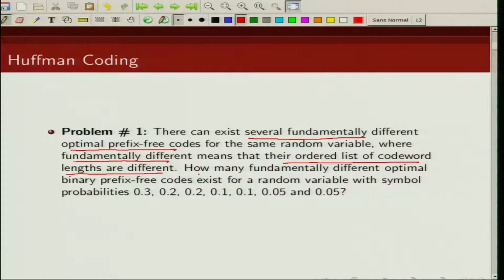So the question is, how many fundamentally different optimal binary prefix free codes exist for a random variable which has the following symbol probabilities: 0.3, 0.2, 0.2, 0.1, 0.1, 0.05 and 0.05. So this random variable takes 7 different values and these are the probabilities associated with it. You have to construct optimal binary prefix free codes and tell how many fundamentally different optimal prefix free codes exist.